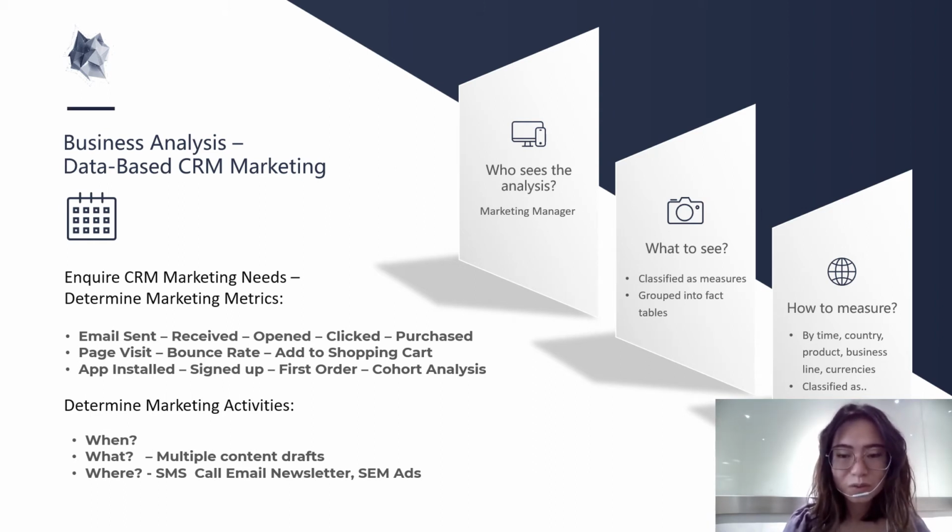When it comes to sending marketing emails, each step on the customer journey would include received, opened, clicked, purchased. When it comes to app installment, if we have an app product, the download rate of the app, the time between the first download and the first sign up, and the time between the first sign up and the first order are all performance metrics that we need to measure.